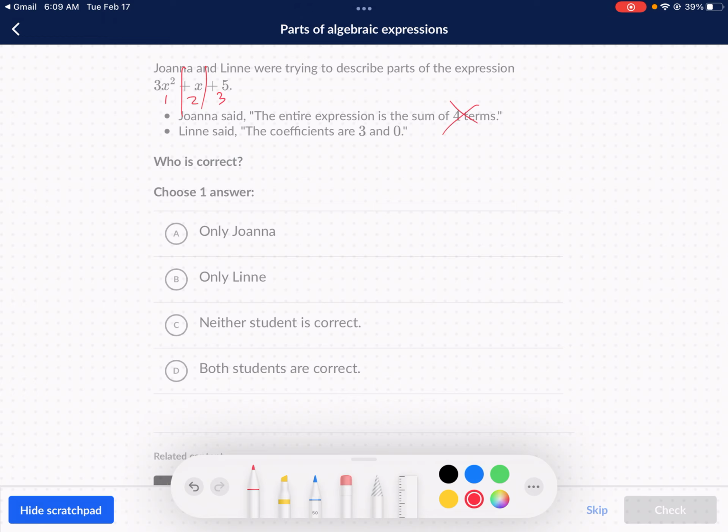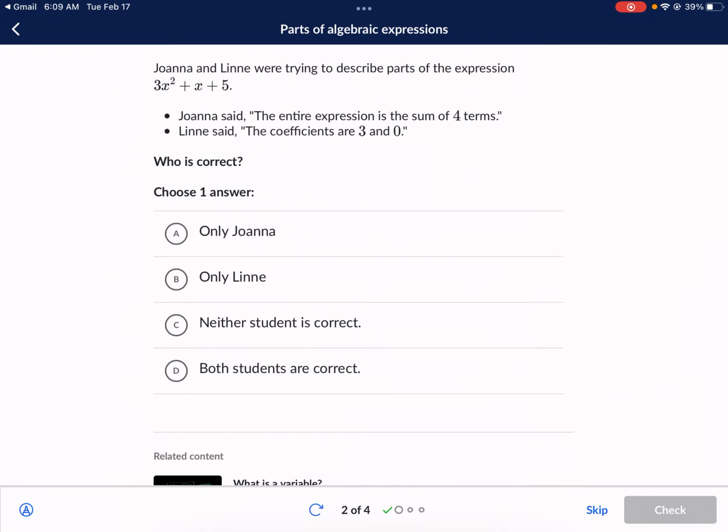So that's incorrect. The second person says the coefficients are 3 and 0. So 3 is correct. There's a 3 times that x squared. But remember what I said, that there's an implied 1 in front of that x, not a 0. If it was 0 times x, it would just be 0 and there'd be no variable. So that is incorrect. So neither student is correct in this case.